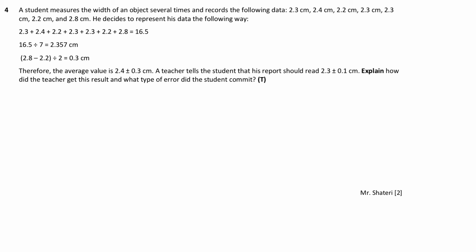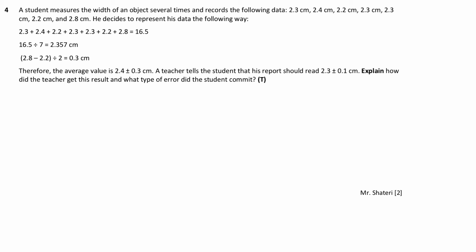It looks really good, but then the teacher tells the student that his report should read 2.3 plus or minus 0.1 centimeters. Explain how the teacher got this result and what type of error the student committed.